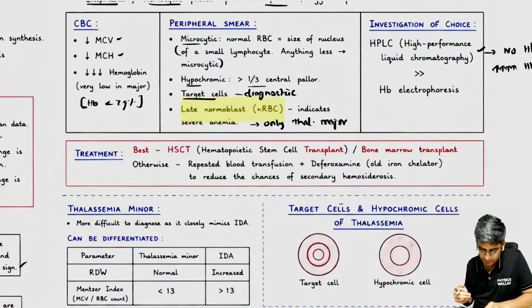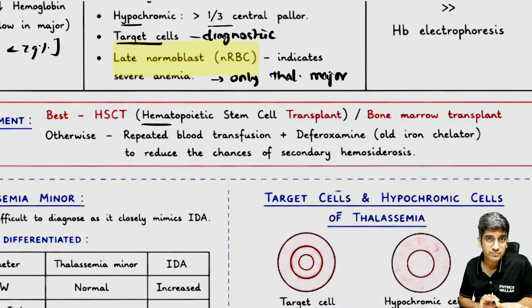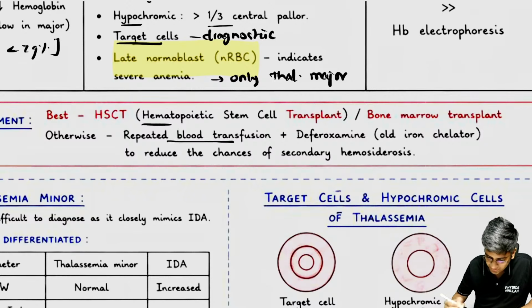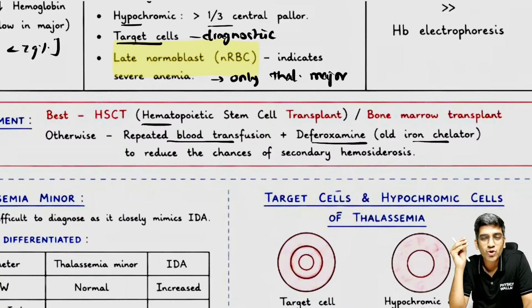Treatment is simple. The best for me is bone marrow transplant, if I can give. But matching everything is difficult. Otherwise, repeated transfusion plus iron chelator. You know pharmacology also, so don't miss the name.